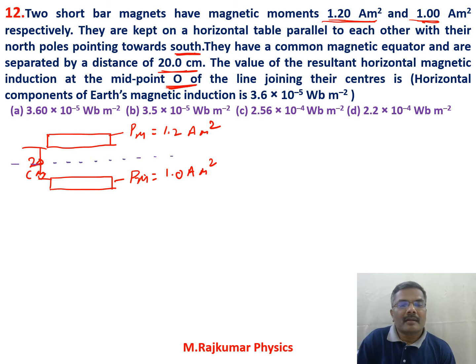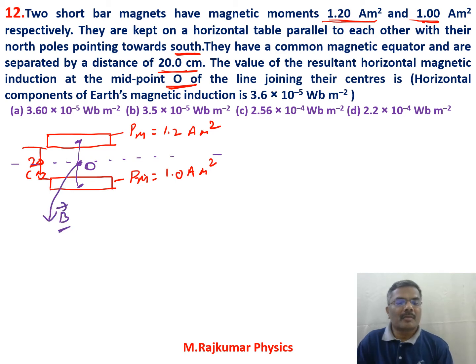So there is the equator line, the center line. And this is the center point of the two magnets, the line joining these two centers. This particular point is O. So they are asking: what is the value of magnetic induction at this particular point O?